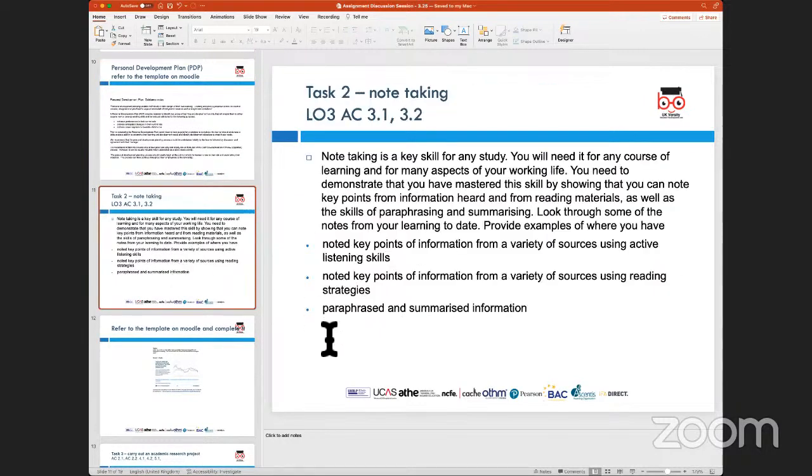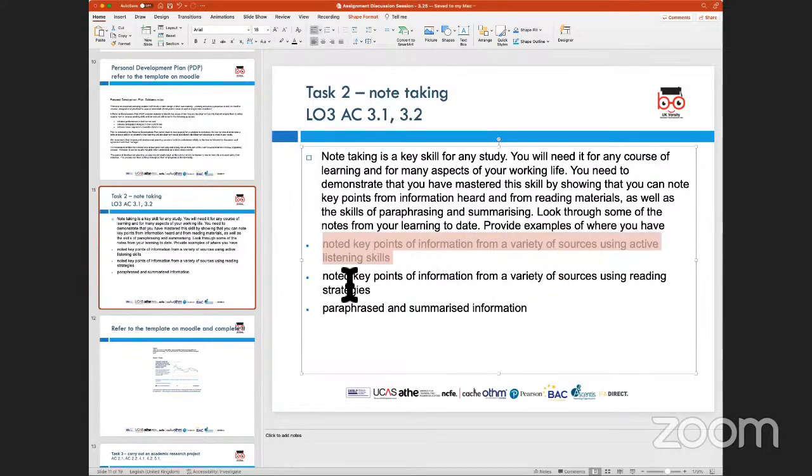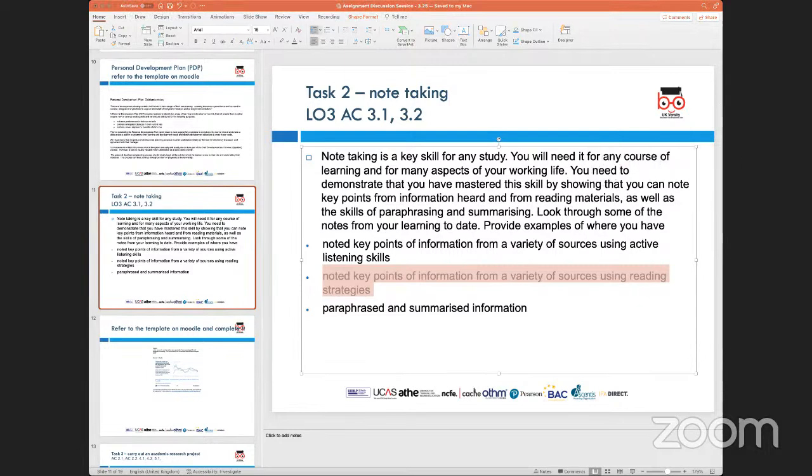And in task 2, what we need to be able to do is address assessment criteria 3.1 and 3.2, which are learning outcome 3. Here, I need to show that I'm able to take notes from a variety of sources, write down these notes by paraphrasing the information shown, and then summarize the information to a required standard. That is done through active listening and passive listening, and that process is essentially called note taking. Now, there is a template that I will share with you.